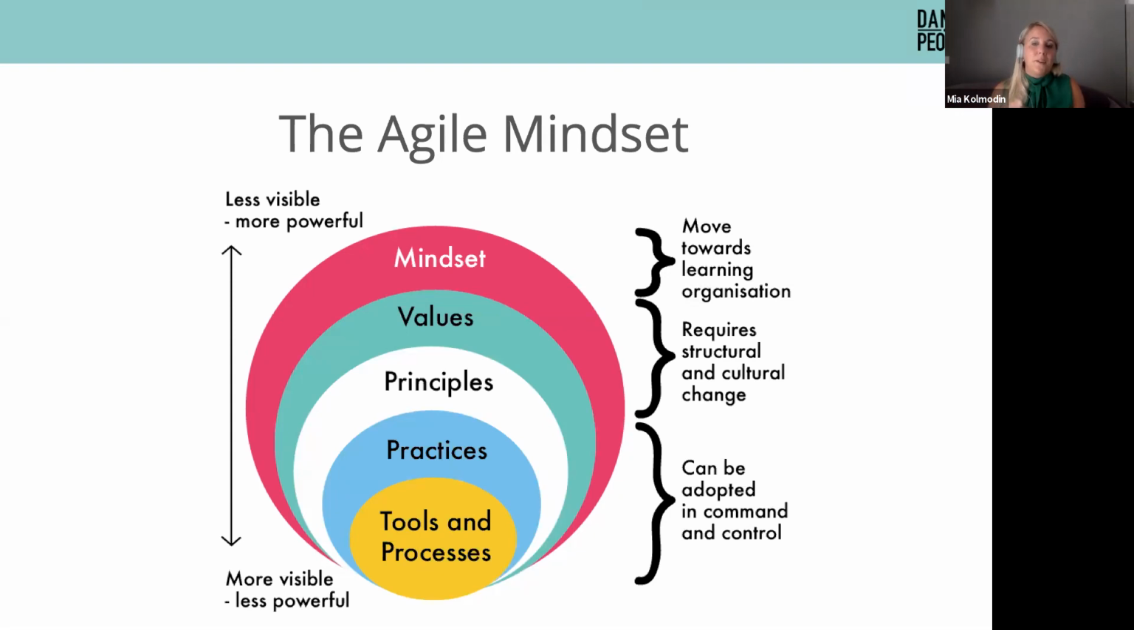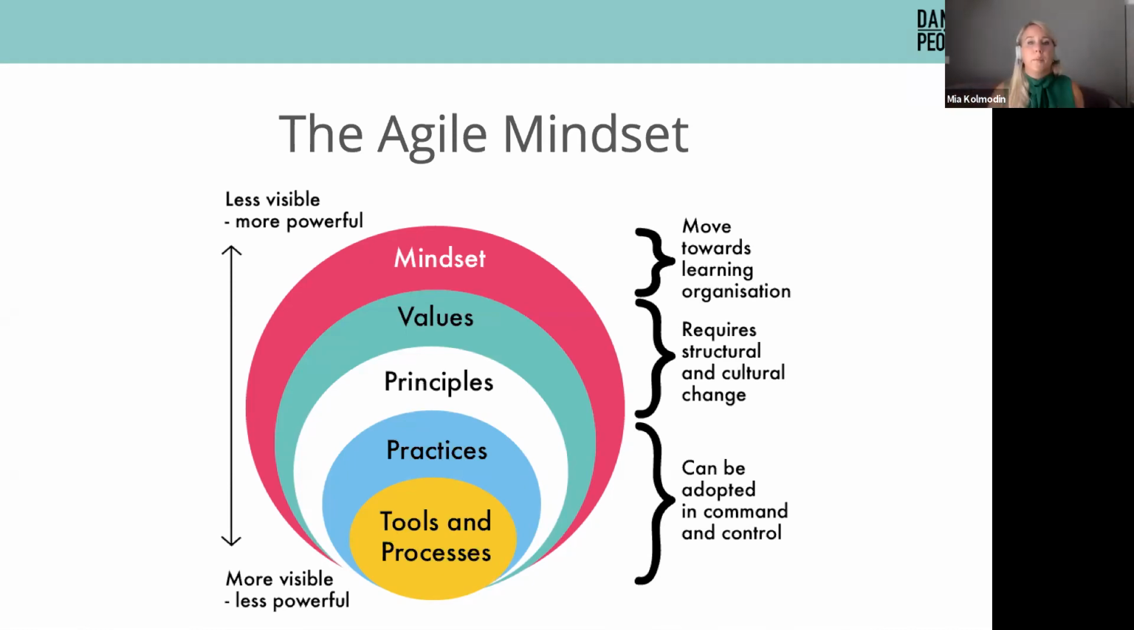But this could be applied also in command and control environments. And that type of leadership might not give you agility on strategic or tactical levels. And if you move up to the principles and values, here you always have to do, usually, structural changes in your organization, and you will create a culture change. So you change how you work, how you do things, and that will create changes, of course, in your culture.